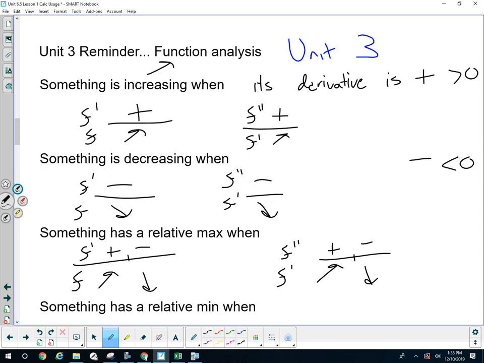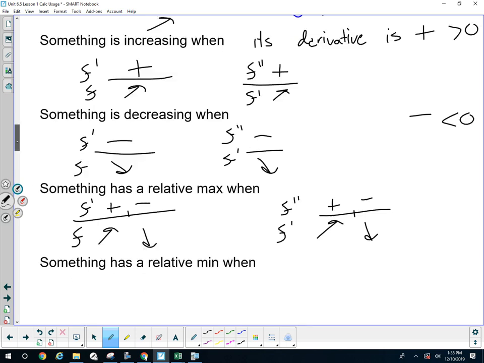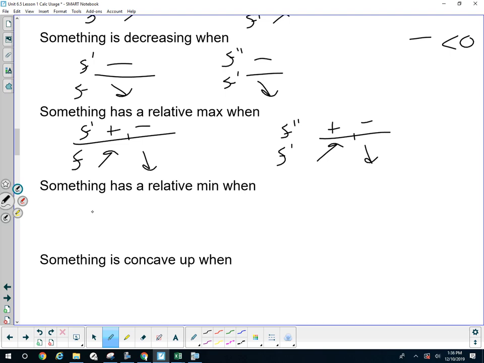Positive values on a derivative mean the original function's going up. Something will have a relative min if it goes down then up. It'll go down and up when its derivative is negative and then positive.